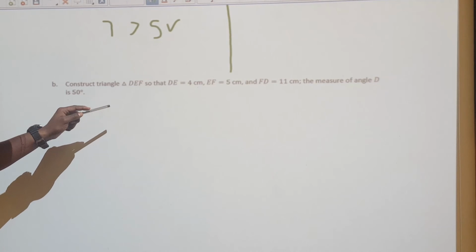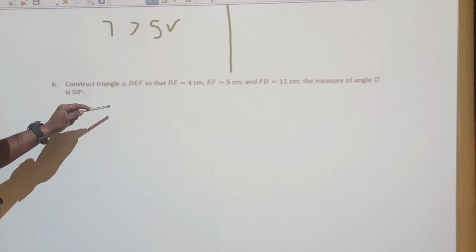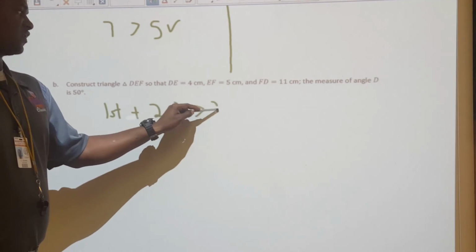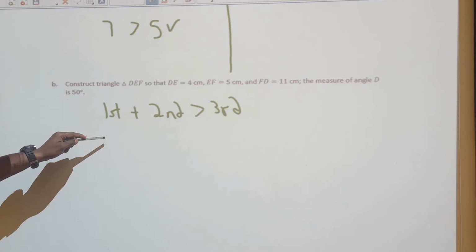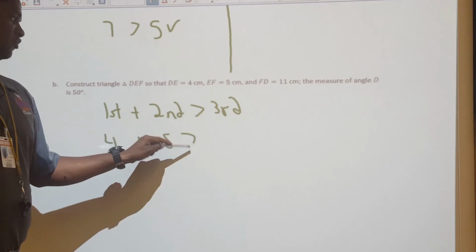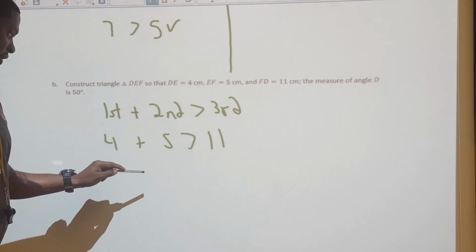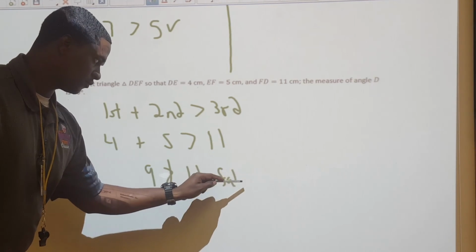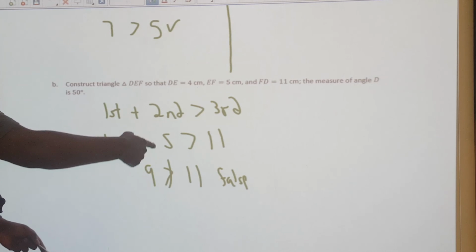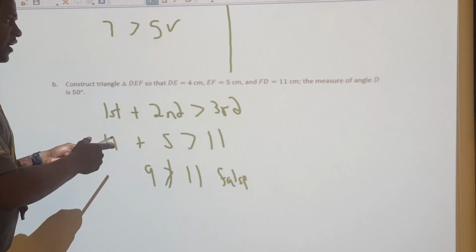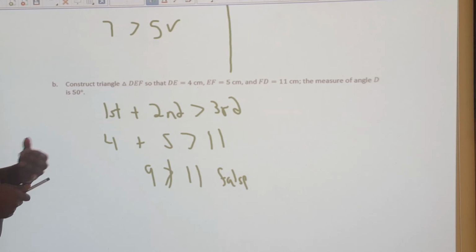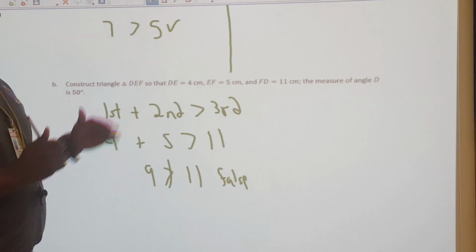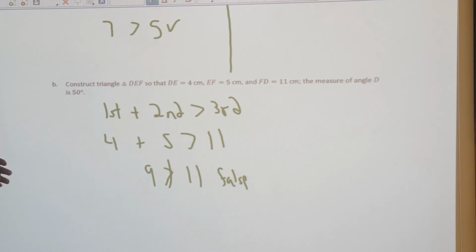Let's do this one first. The first side plus the second side is greater than the third side. That is 4 plus 5 should be greater than 11. 9 is greater than 11, and that is false. So we cannot construct this triangle because the length of the first side plus the length of the second side is not greater than the third side. The third side is too long for the legs.